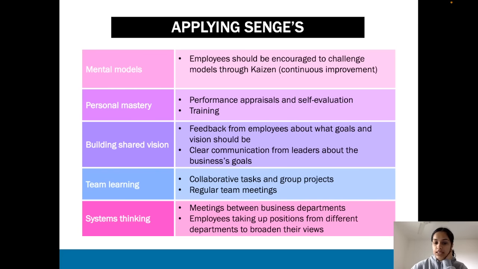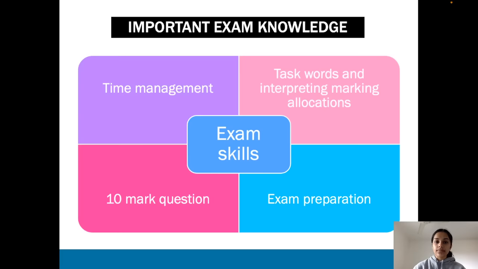And then systems thinking, looking at meetings between the business departments and also employees maybe taking up positions in different departments to broaden their views and see how departments often rely on each other and don't just operate in isolation.